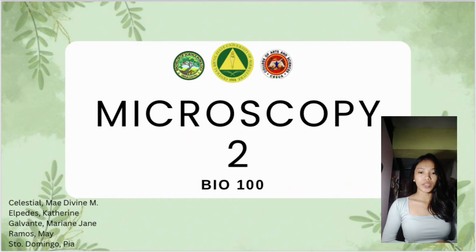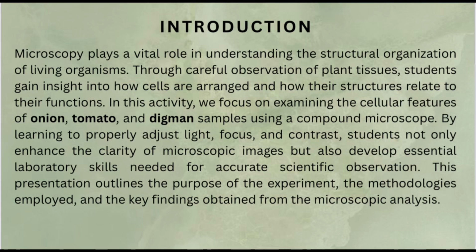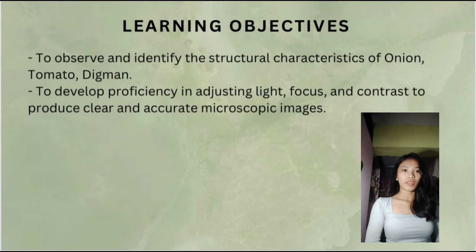Microscopy 2, Bio 100, prepared by Miss Celestial, Miss Alpides, Miss Galvante, Miss Ramos, and Miss Santo Domingo. Introduction. In this activity, we focus on examining the cellular features of onion, tomato, and pigment samples using a compound microscope. Learning objectives. To observe and identify the structural characteristics of onion, tomato, and pigment, and to develop proficiency in adjusting light, focus, and contrast to produce clear and accurate microscopic images.